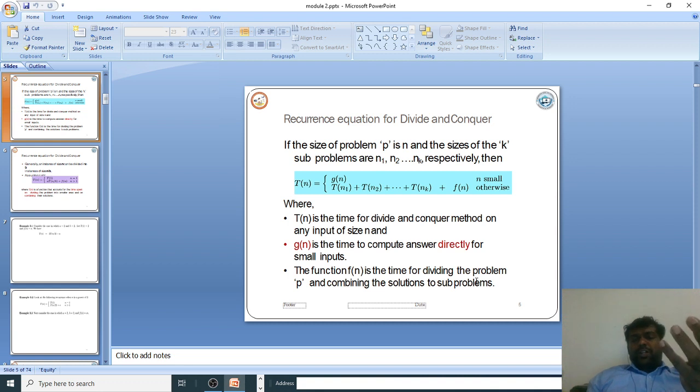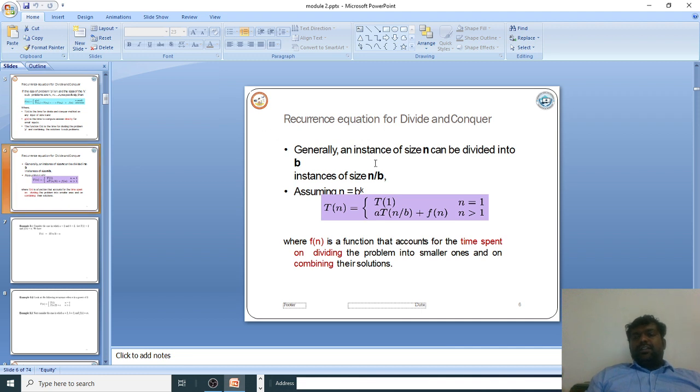If the problem is small, what happens? Directly you're going to write, say 1 or 2 or 3. It will be some constant. Whereas in terms of T of n, in terms of divide and conquer, you're going to take any input of size n. Next, a function f of n where you're going to combine. Okay.